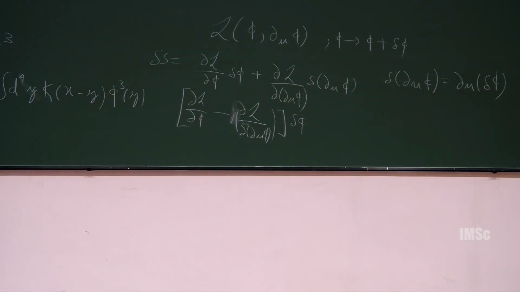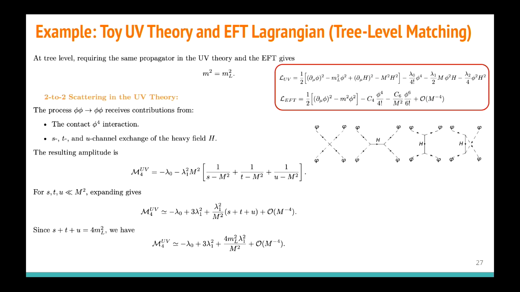So now I'll be discussing tree level matching, and if time permits next day I'll be discussing loop level matching as well for a very simple scenario. At tree level, let's again take this same example. I've written down the UV Lagrangian and the EFT Lagrangian once more. You can see here that the UV Lagrangian has phi to the power 4, and this interaction term phi squared h and then phi squared h squared, whereas for the EFT Lagrangian we have phi to the power 4, phi to the power 6 and so on. So we can identify the matching coefficient. We can identify ml squared with m squared.